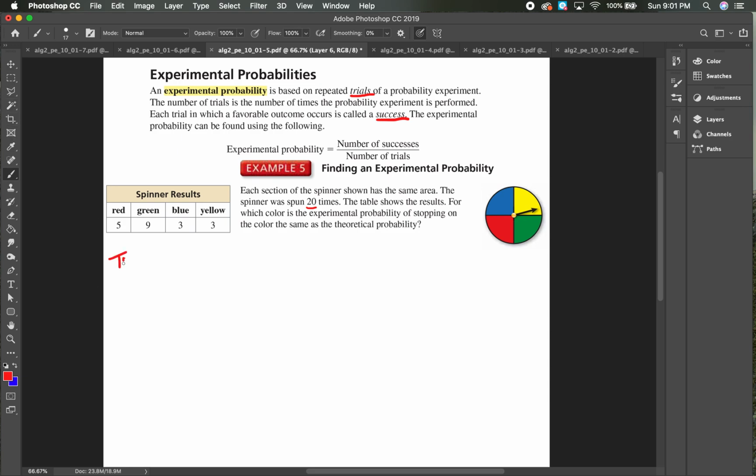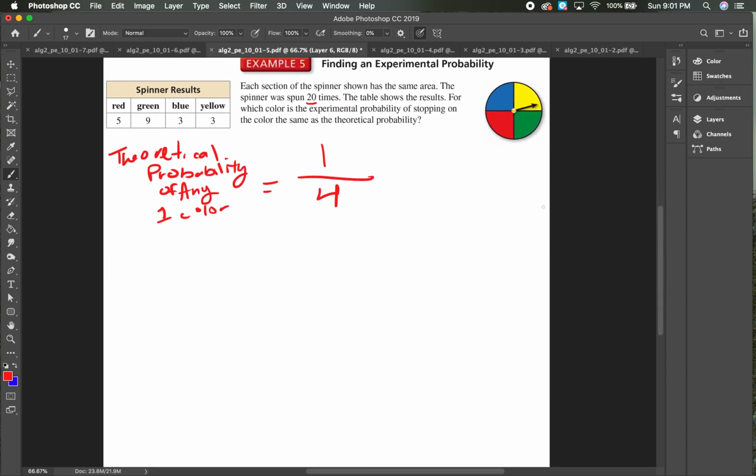Okay, theoretical probability is just saying if any one color is equal to the number of slices versus how many total slices. So 1 in 4. Okay. Now the experimental probability is really where we're going to use this stuff. Okay, so we're looking for which of our experimental probabilities is equal to 1/4.